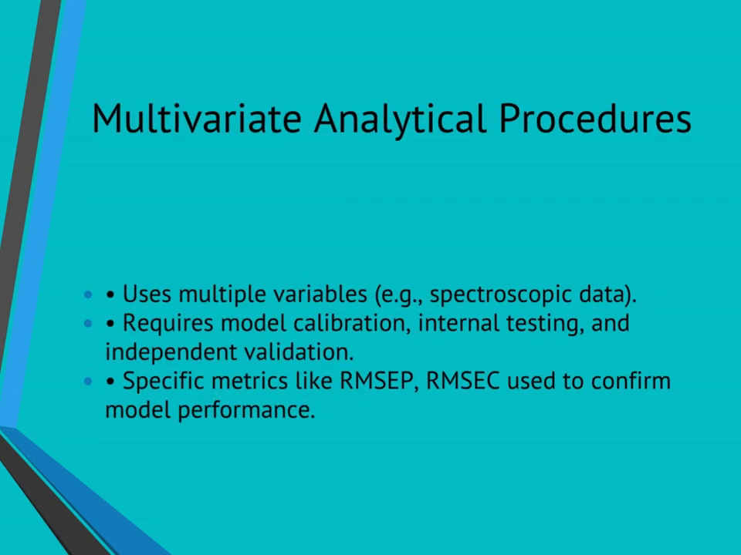Multivariate analytical procedures, such as those using NIR, Raman, or other spectroscopic methods, rely on multiple variables and often do not use reference standards during routine testing. Q2 defines validation steps for these models, including calibration with known samples, internal cross-validation, and independent validation using external datasets. Performance metrics such as RMSEP, root mean squared error of prediction, and RMSEC, calibration, are essential for assessing model reliability. Lifecycle maintenance, including recalibration, is also emphasized.